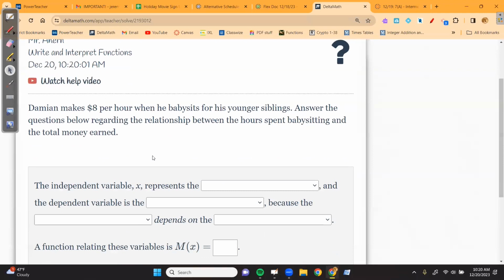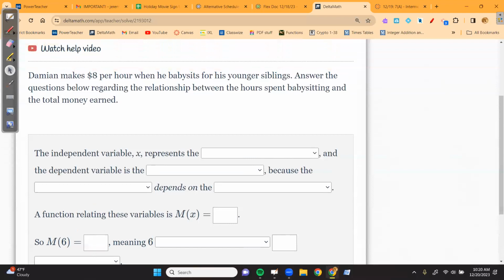How about this one? Damien makes $8 an hour when he babysits. This is not going to be a plus or a minus problem, right? No. This is just a straight up single term. So here we go. What's the independent variable in this problem? Very good. Independent is how many hours Damien works. What's dependent? The amount of minutes.